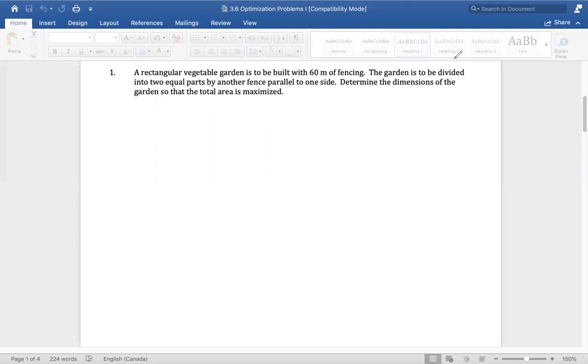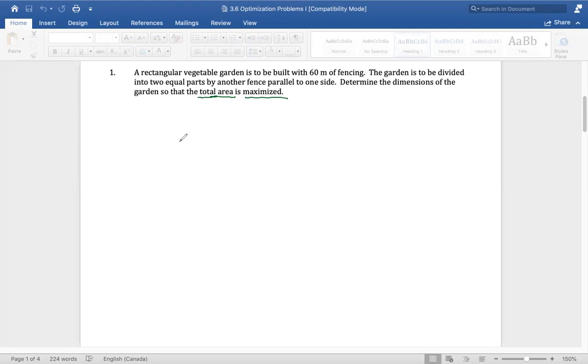So there's our optimization. We want to maximize our area, means one of our equations, or maybe the only equation, is going to be our area equation. So to start, identify what the question is asking. The question is asking us to maximize the area using only 60 meters of fencing, and we know we have a rectangular garden separated into 2 different spaces, right?